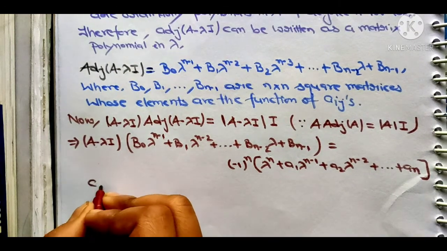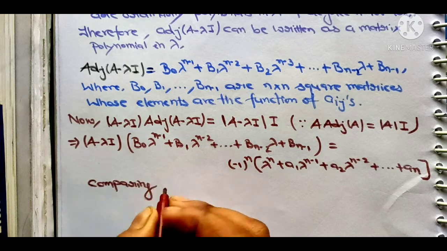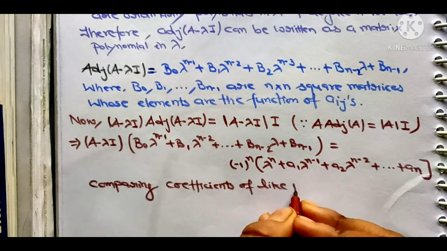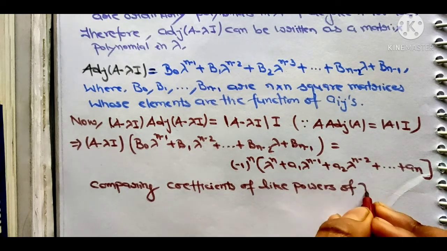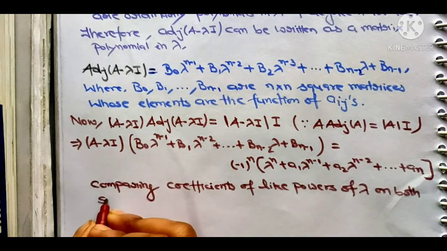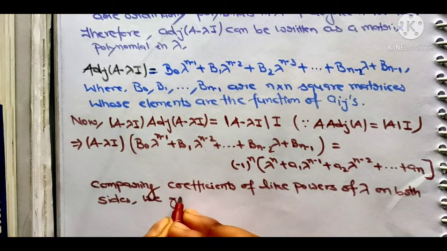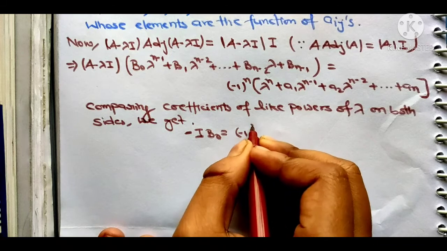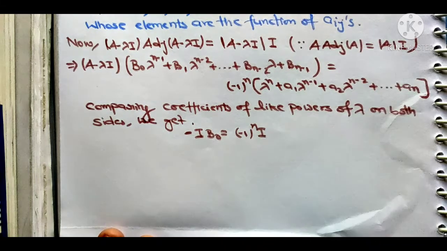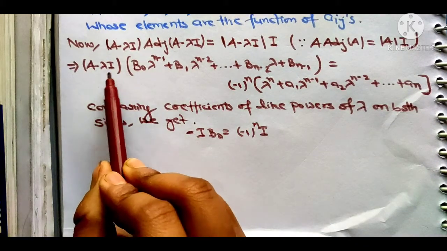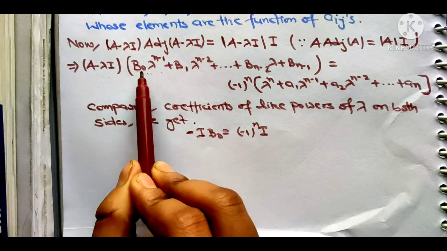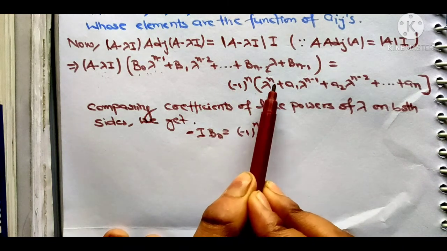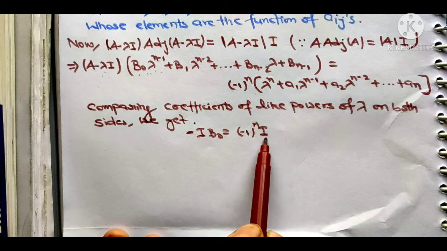Okay, now comparing coefficients of like powers of lambda on both sides, we get: minus I B0 is equal to (-1)^n I. As you see, if we multiply these two, we get minus I B0 lambda^n, and on this side the coefficient of lambda^n is (-1)^n into the identity.